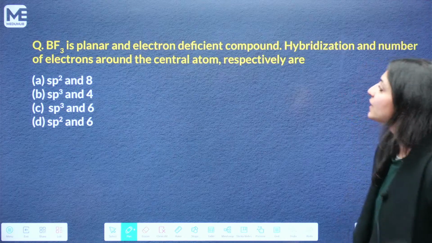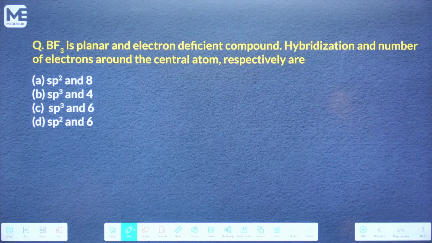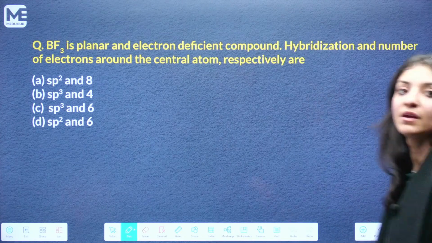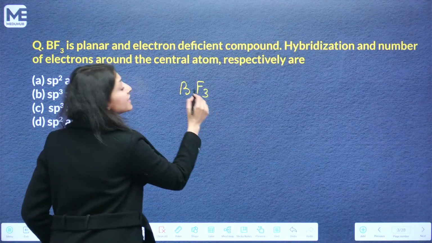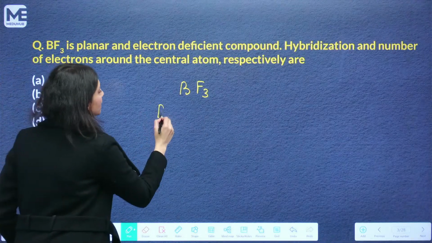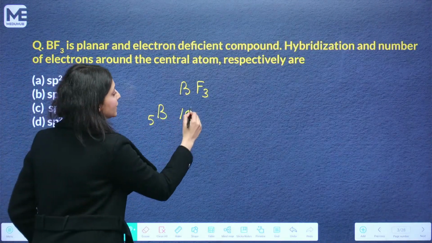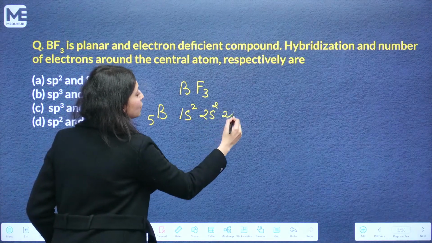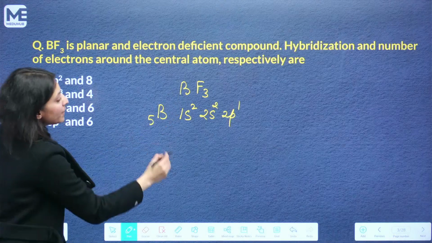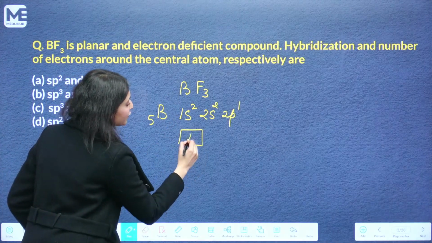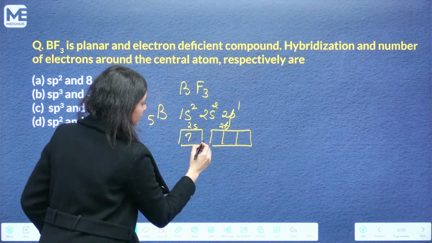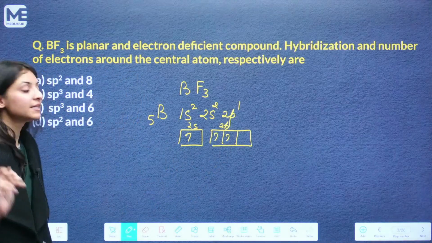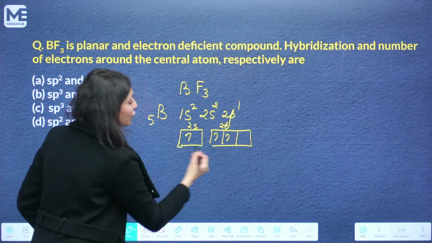Next, BF3 is planar and electron deficient compound. Hybridization and number of electrons around the central atom respectively are. So here we are talking about BF3. Boron is the central atom. It is a group 13 element. Atomic number is 5. Configuration would be 1s2, 2s2, 2p1. To form BF3, the electron will have to be excited from the 2s shell to the 2p, and this is the excited state electronic configuration that we get for boron.